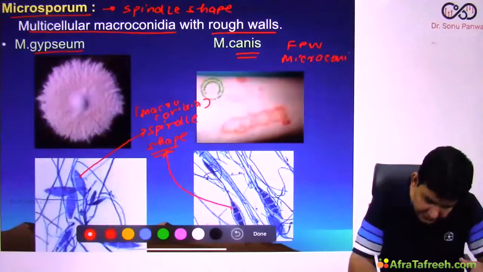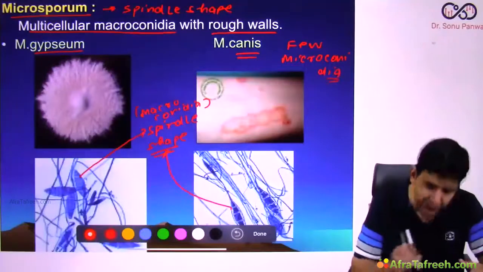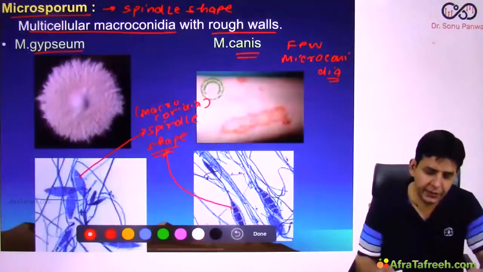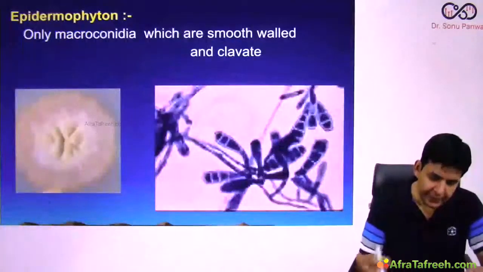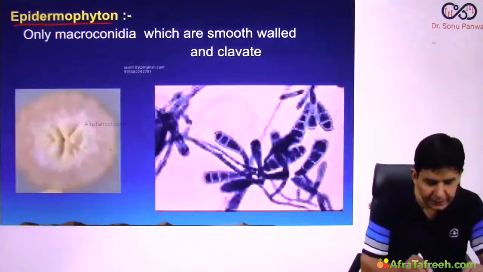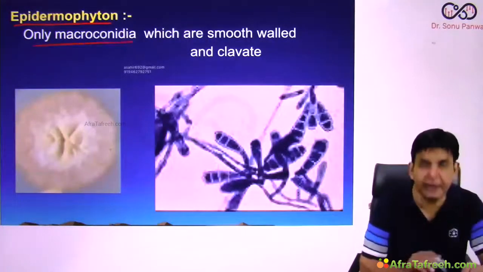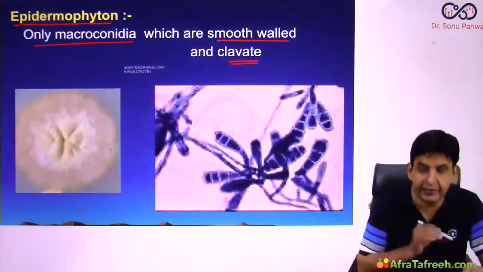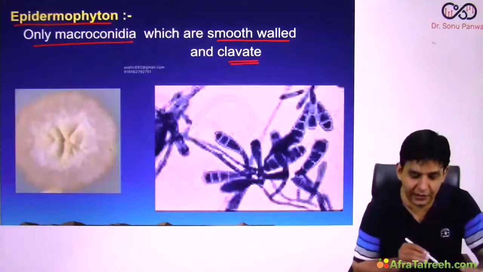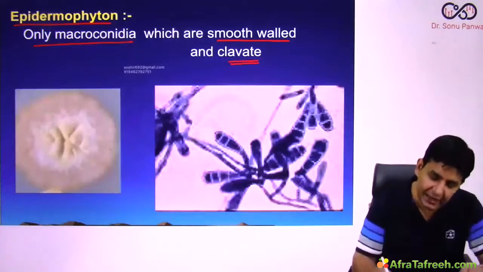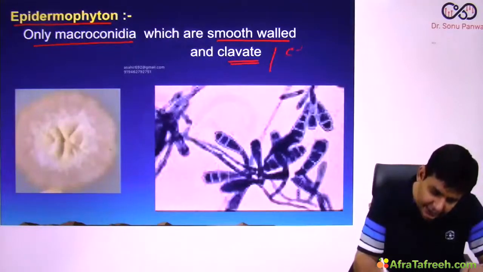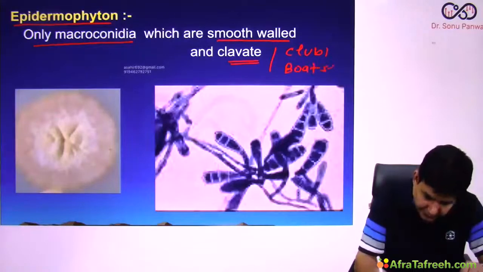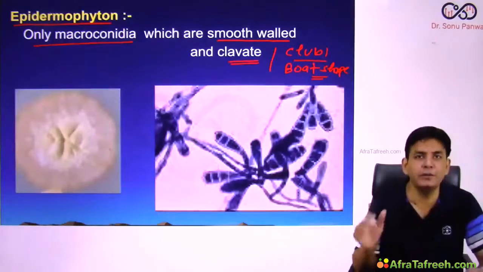Microconidia is a feature of microsporum. In epidermophyton, only the macroconidia is there, and which looks like what? Smooth walled and clavate. This name clavate you need to remember, and clavate has another name, that is, it looks like a club shape or boat shape. This particular one looks like what? Club or boat shape.